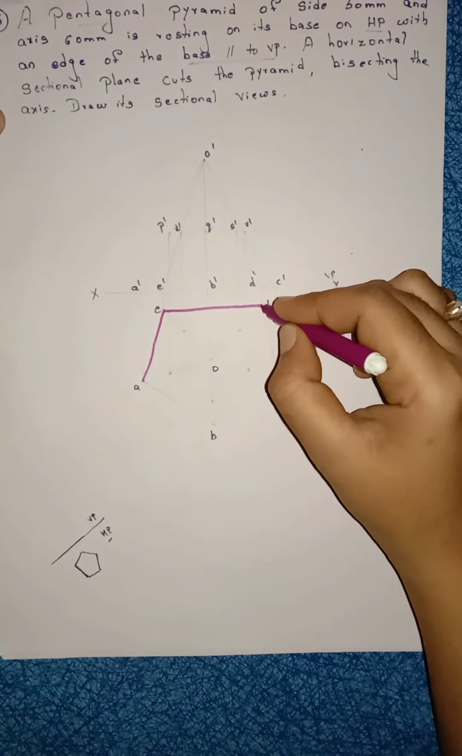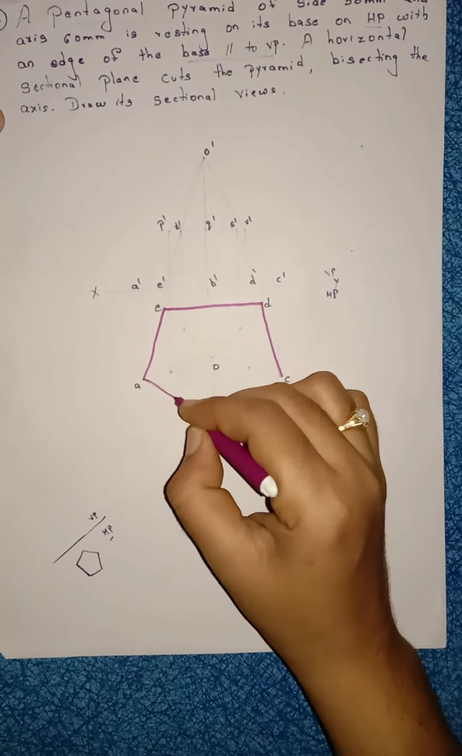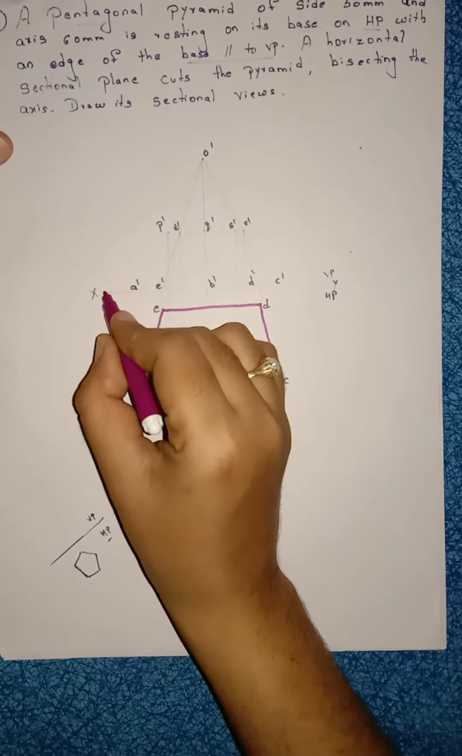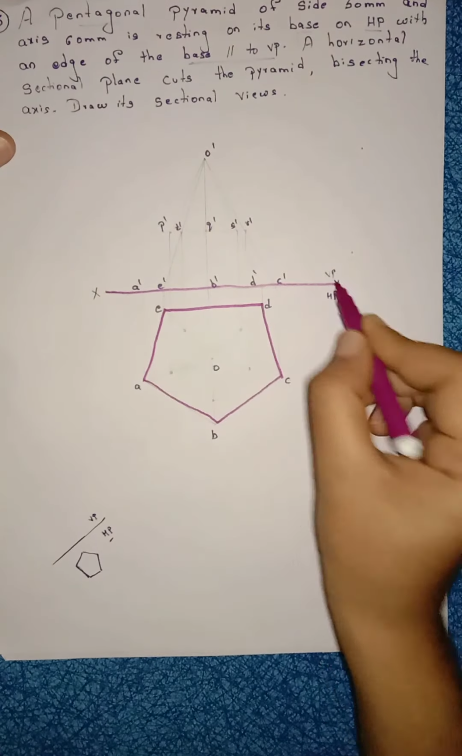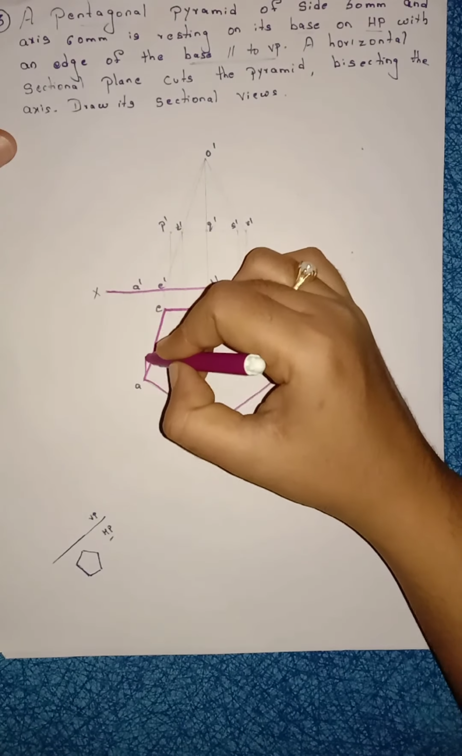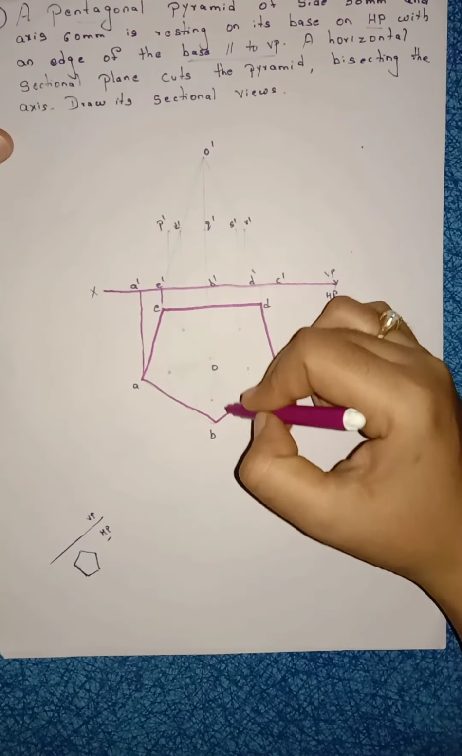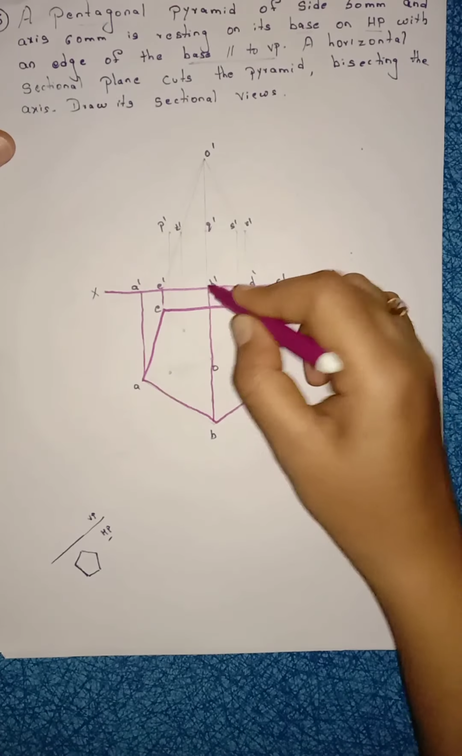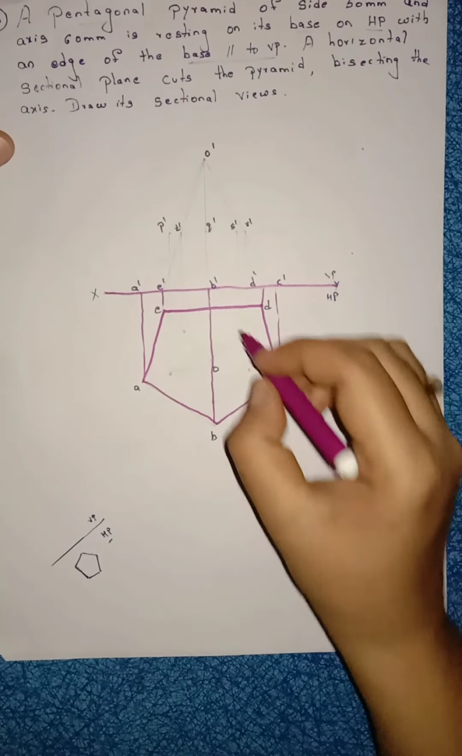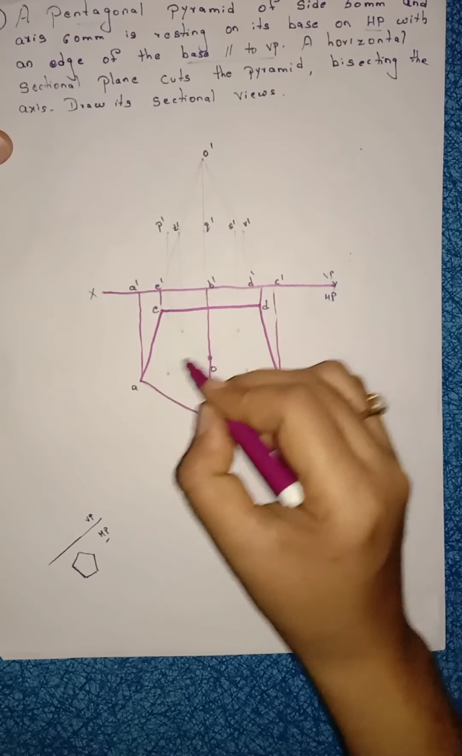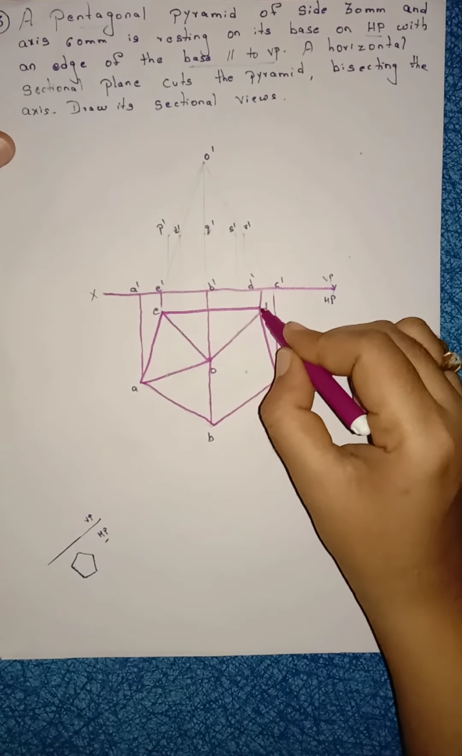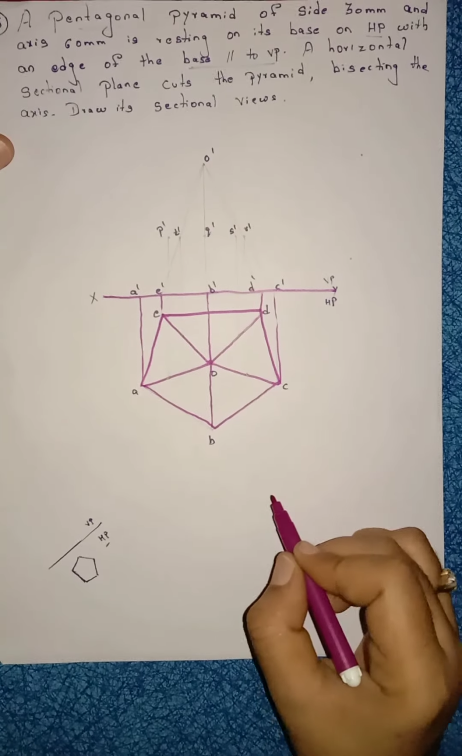Construct the pentagon. Length of the pentagon side is 30 mm. After that, leave a 5 mm gap. Draw the reference line. Name it as XY, VP, HP. A, B, C, D, E. From A, project the line, from E, from B, from D, and from C till the reference line. Now mark the midpoint for this pentagon. Join A to O, E to O, D to O, and C to O.